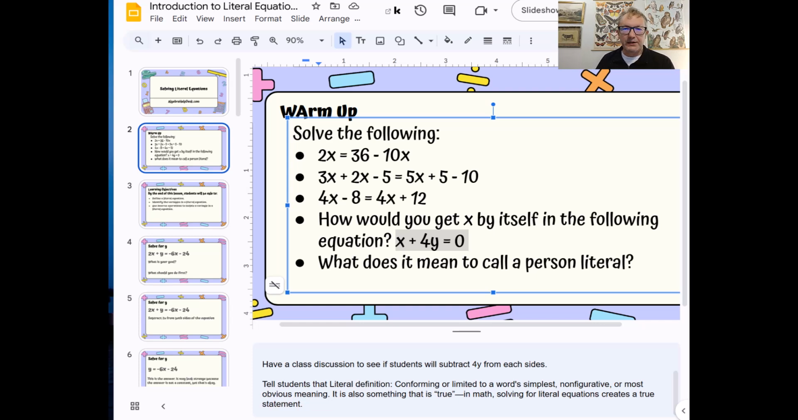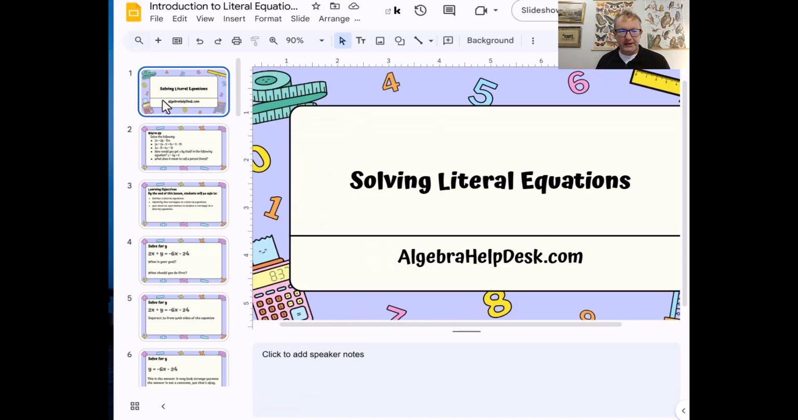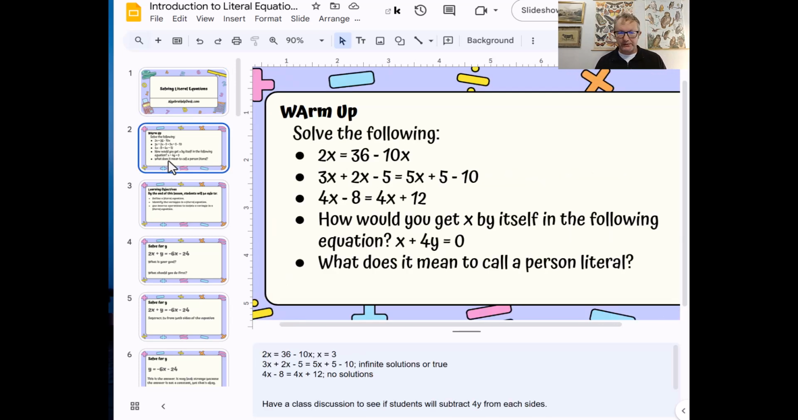Here's our introduction to literal equations. There's 31 slides here. Let me show you what you're getting. So obviously we got our title page, Solving Literal Equations. We begin with the warm-up. The warm-up is solving equations with variables on both sides.